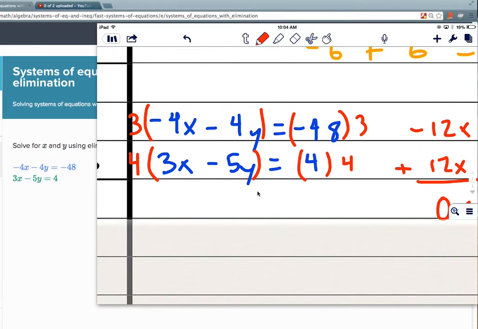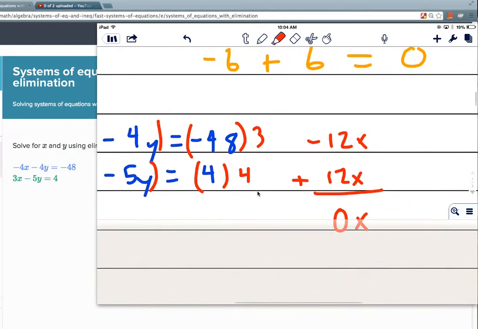You might think, well, how did I know, or why did I think of 3 and 4? The question is, how can I take negative 4 and make it into negative 12? That's my goal. And so in order to do that, I need to take 3 times negative 4 to make it negative 12. The same thing is true down here. If I want to make 3x's into positive 12x's, I have to multiply them by 4.